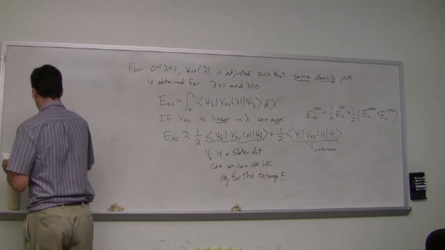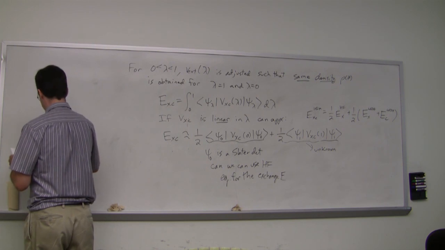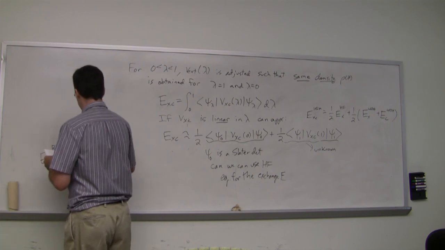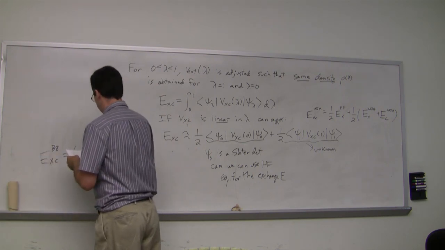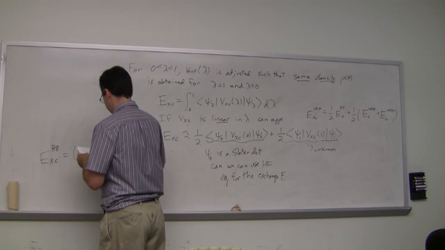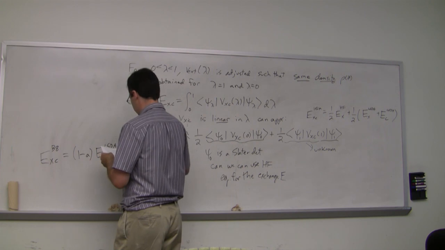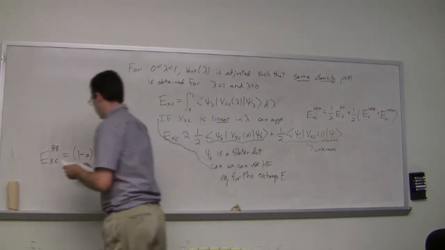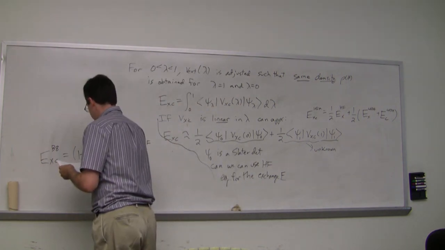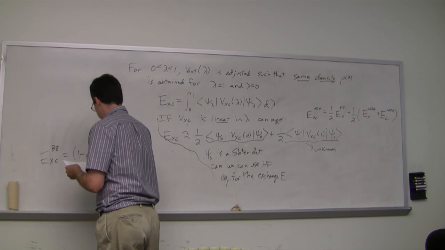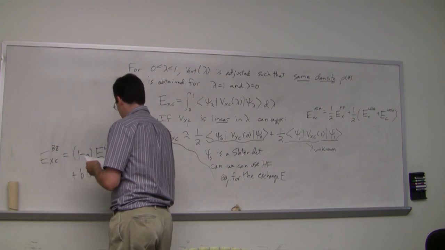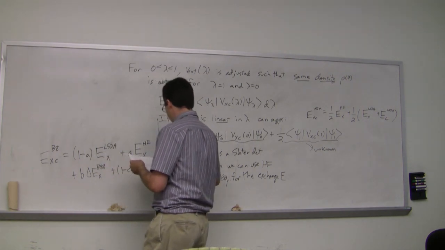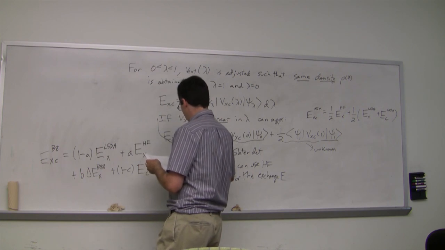There's a rather famous exchange correlation energy functional called Becke 3. I'll show you why it's 3 in a second. 1 minus a, some real number, E_X LSDA plus a times E_X Hartree-Fock plus b times delta E_X B88 plus 1 minus c E_C LSDA plus c delta E_C GGA.